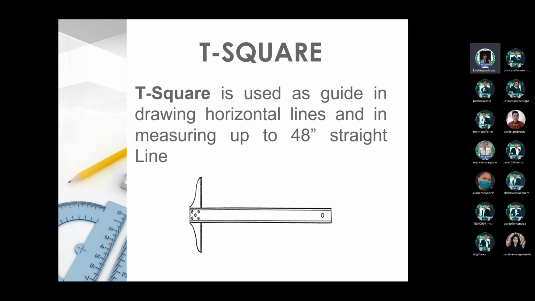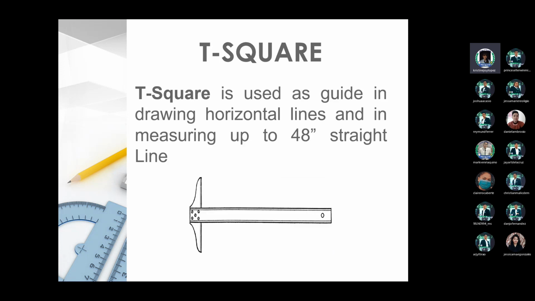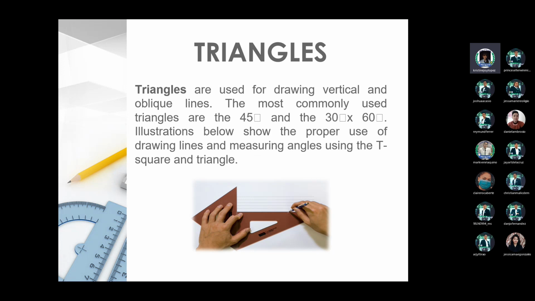It may also guide a set square to draw vertical or diagonal lines. Its name comes from its resemblance to the letter T. T-squares come in varying sizes, common lengths being 18 inches or 460 millimeters, 24 inches or 610 millimeters, 30 inches or 760 millimeters, and 36 inches or 910 millimeters. So next is the triangle. Jessa, can you please read?